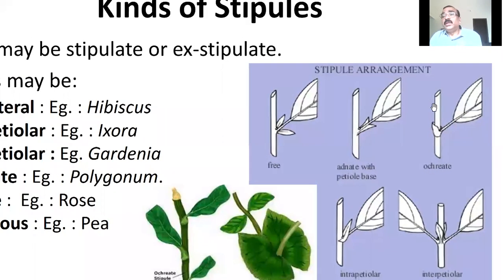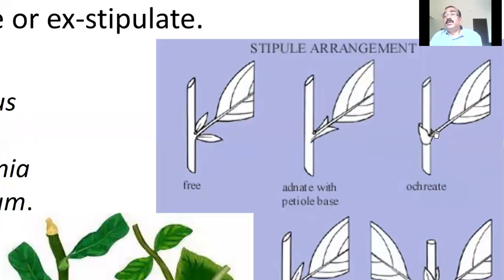Okay. Then comes aureate. See, aureate means there is a single stipule at the base of the petiole, but this stipule forms a covering to the stem. At the nodal point, this becomes a covering to the entire stem, and this is called as aureate stipule.